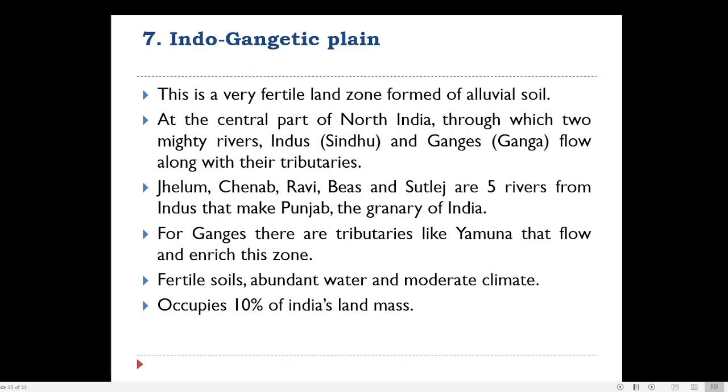Four divisions are there. And the Indo-Gangetic Plains have Jhelum, Chenab, Ravi, Beas and Sutlej, the rivers that make Punjab a fertile area. They give a lot of water, and because of that, Punjab is one of the fertile zones in India. Then Ganga and Yamuna are also bringing a lot of water and enriching the fertility of the soil. And this area occupies 10% of the total landmass of India.